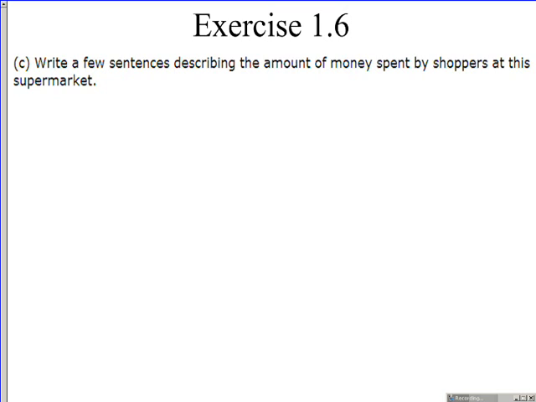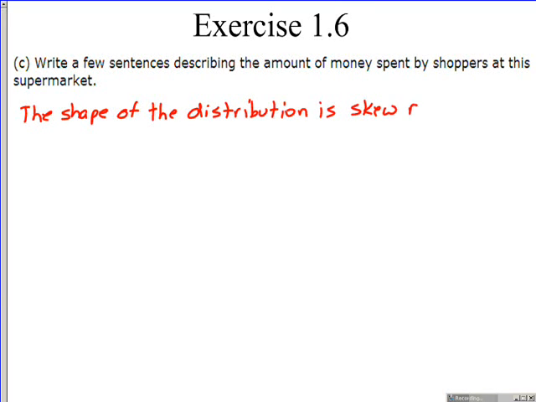Write a few sentences describing the amount of money spent by shoppers at the supermarket. Okay, so we're asked to describe this distribution. Again, notice this doesn't say talk about the shape, center, outliers, and spread of the distribution. It just says describe it. Anytime you are asked to describe a distribution, though, talk about each of those 4 things from your SOCS acronym. So we already talked about shape. The shape of the distribution is skew right.